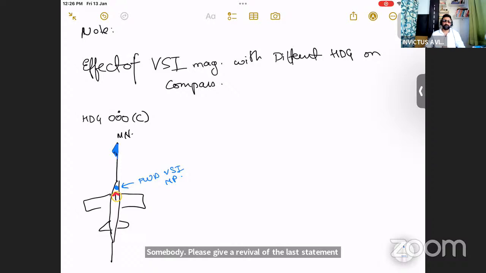While deriving magnetic heading, when you see a compass heading and the value of deviation is given, and that deviation is westerly, you will subtract the value of deviation from the compass heading to get magnetic heading.